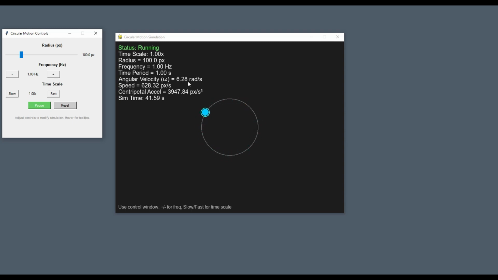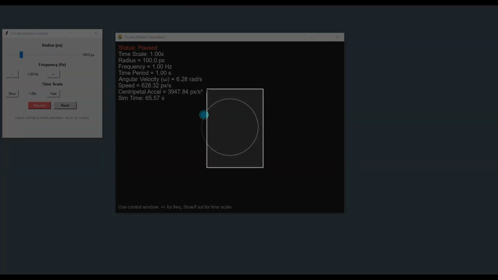Angular velocity is how much angle is covered per second. Speed is your speed. Centripetal acceleration is what needs to act on the object so that it continues to move in a circular path. Then what else should I show here? Okay, let me pause it. Let's have a chat on this, a bit of revision, nothing else.